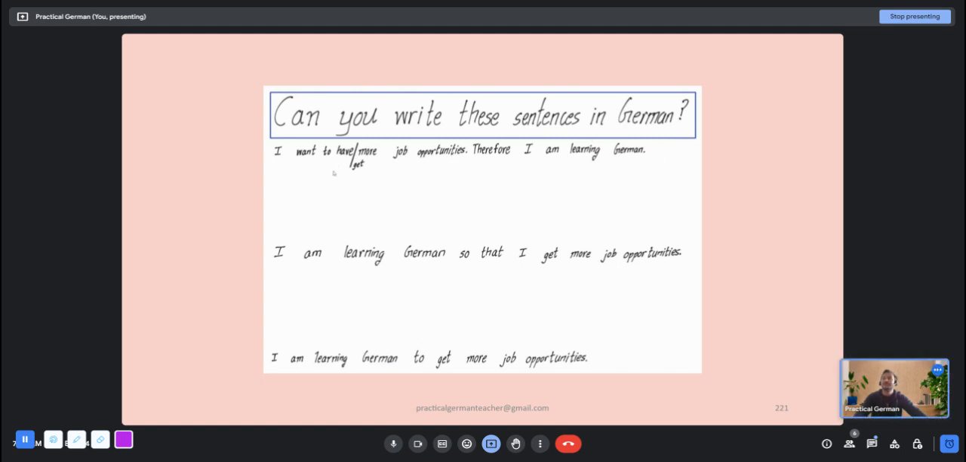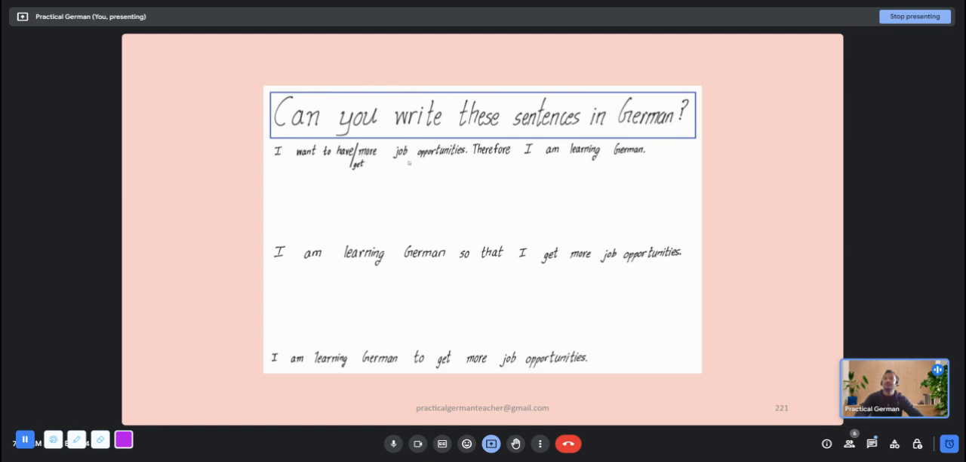So let's look at the first sentence, right? I want to have, I want to have or I want to get blah blah. How do you say I want to have? So you have to use the modal verb wollen, or ich möchte, whatever you want to say. Ich möchte haben. So ich möchte blah blah haben. I want to have pizza. Ich möchte Pizza haben. Right? I want to have Cola. Ich möchte Cola haben. I want to have something, whatever.